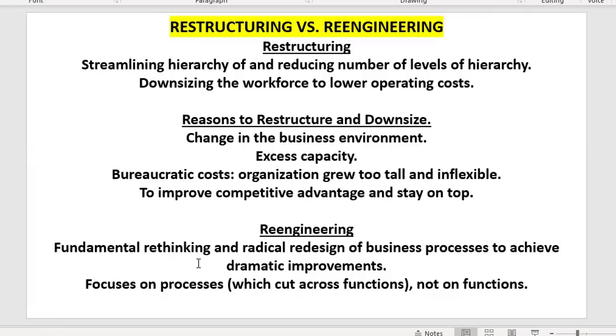Now, with re-engineering, think of how Amazon sometimes, if a customer wants to return an item that is like $5 or less, they might tell the customer to keep that particular item because it might be more expensive for them to have that returned than if the customer kept it. That's a re-engineering of that process of returns. Now, reasons to restructure and downsize: change in the business environment, excess capacity, bureaucratic costs. The organization has probably grown too tall and inflexible to improve competitive advantage.